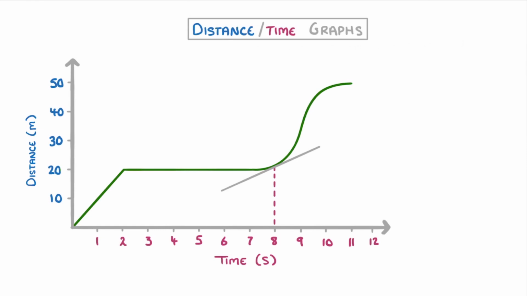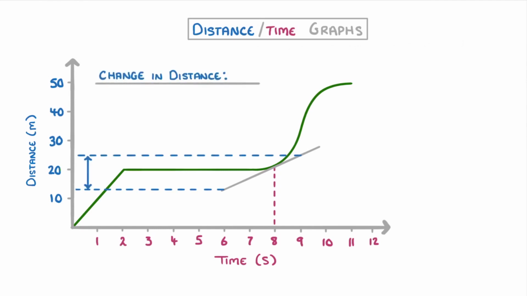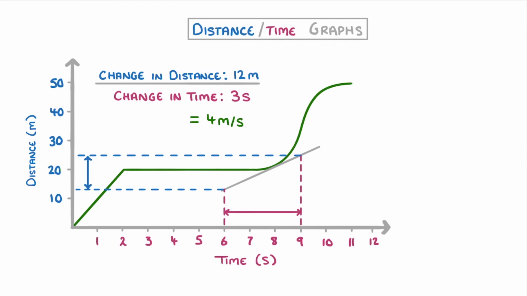Once we have this tangent, we can calculate its gradient by picking 2 points along the line, like these two, and dividing the change in distance, which is around 12 meters, by the change in time, which is 3 seconds. So we get a speed of 4 meters per second.